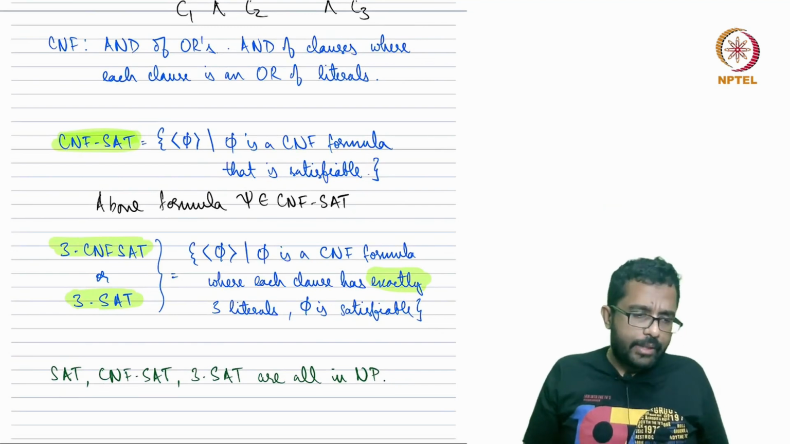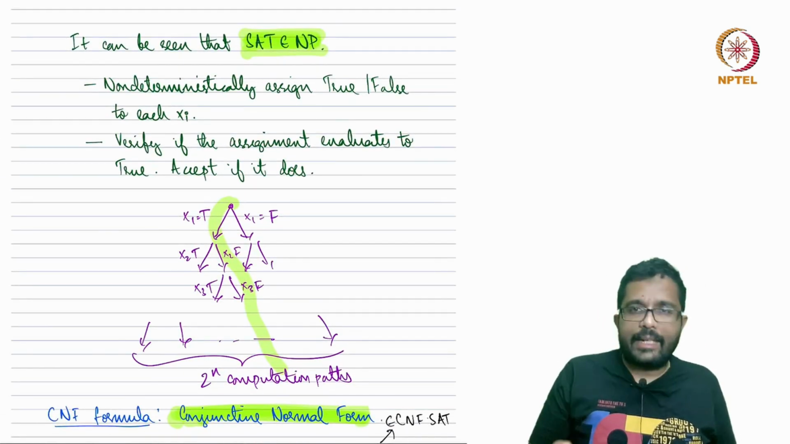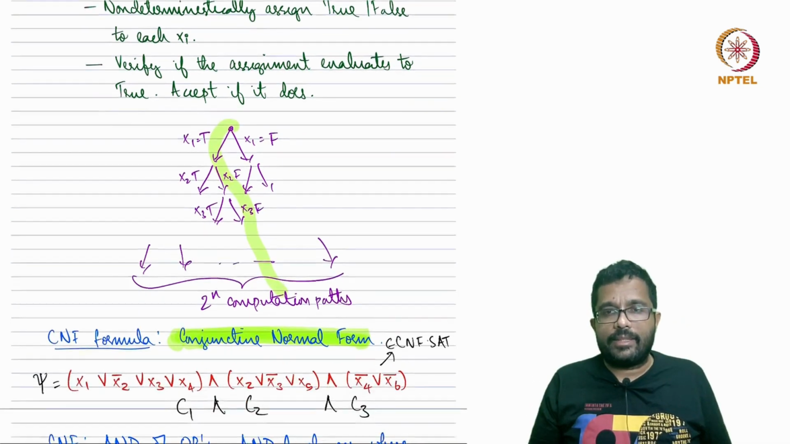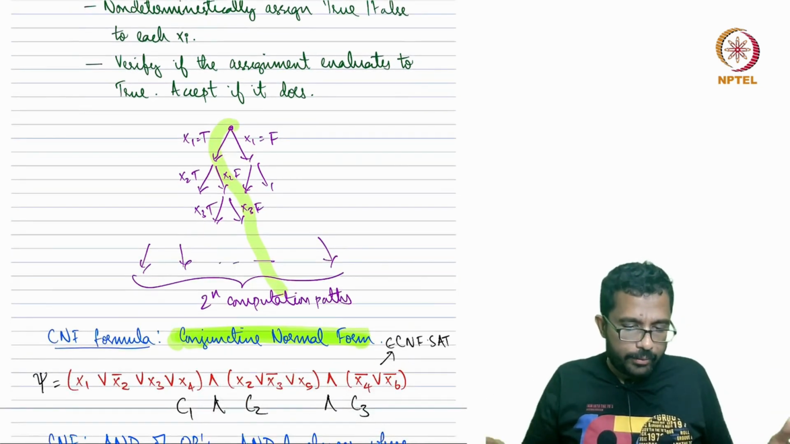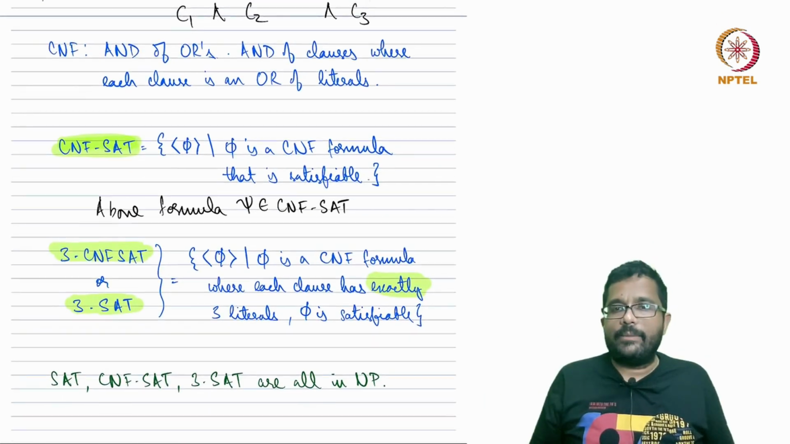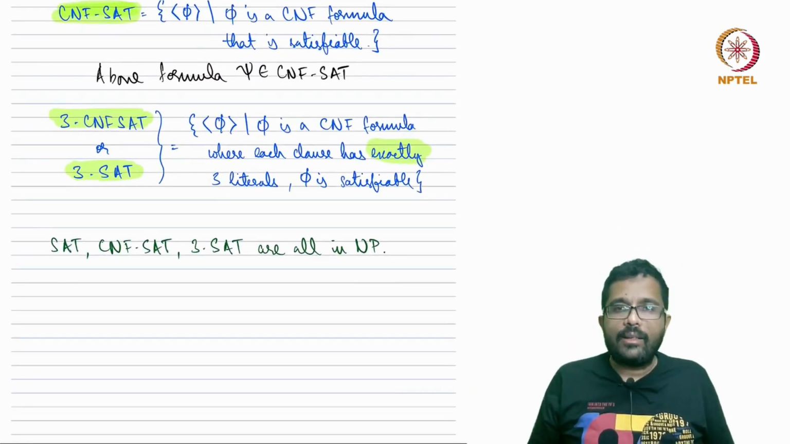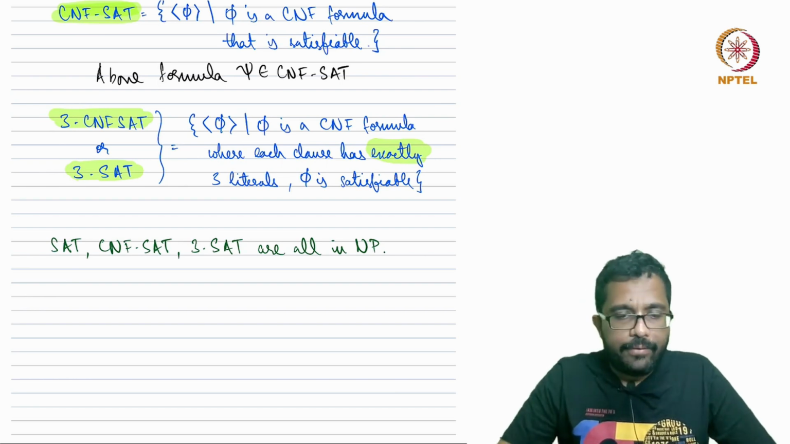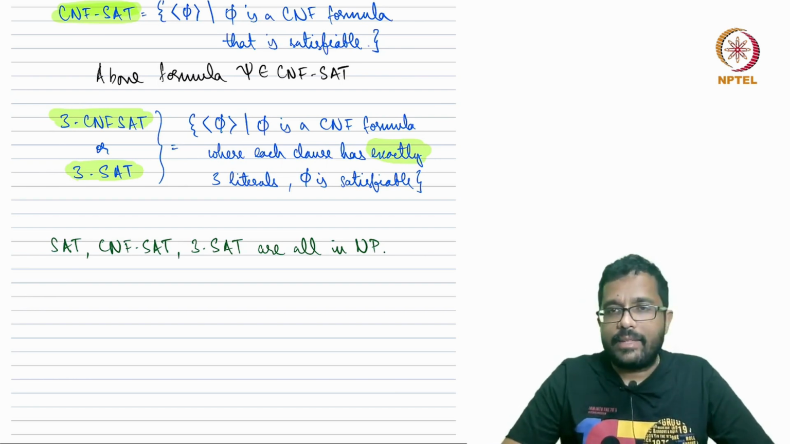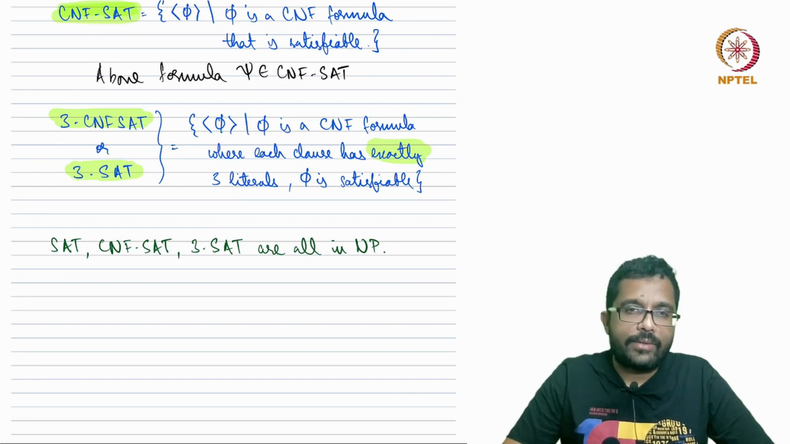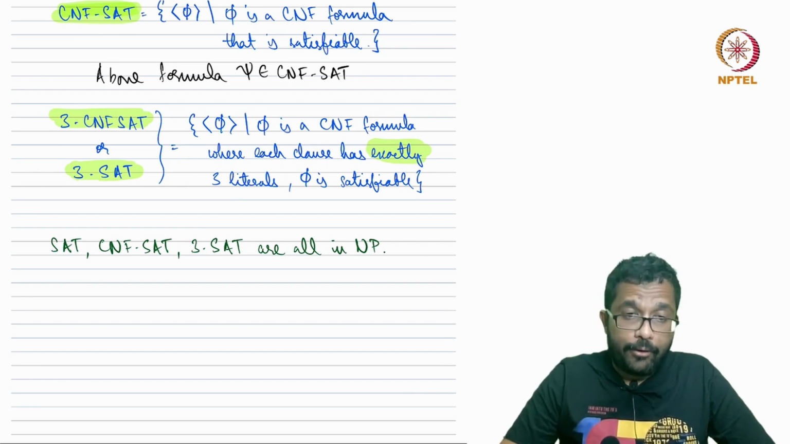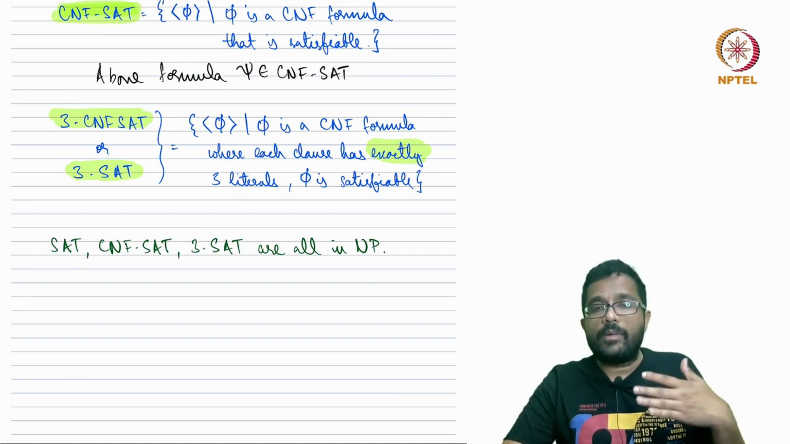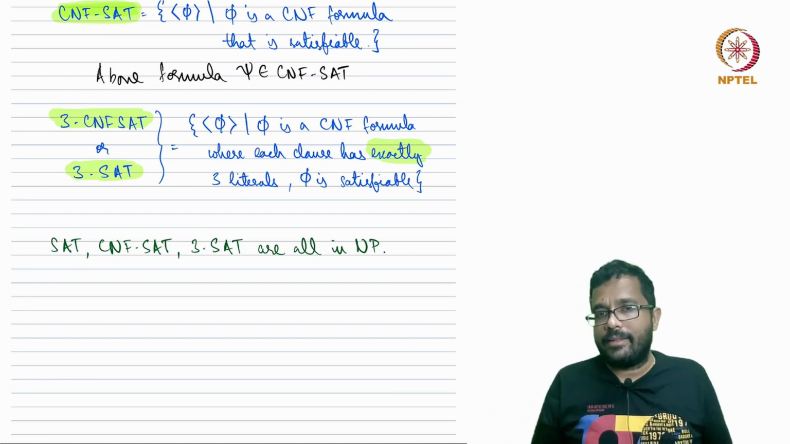Anyway, the approach that I mentioned for SAT being in NP, I can use the same approach for CNF SAT and 3 CNF SAT. So I can guess a certain assignment and then check whether this assignment satisfies the formula. If the guessed assignment satisfies, we accept. If it does not satisfy, we reject. If the formula is satisfiable, one of the guesses will lead to accept. If the formula is not satisfiable, all the guesses will reject.